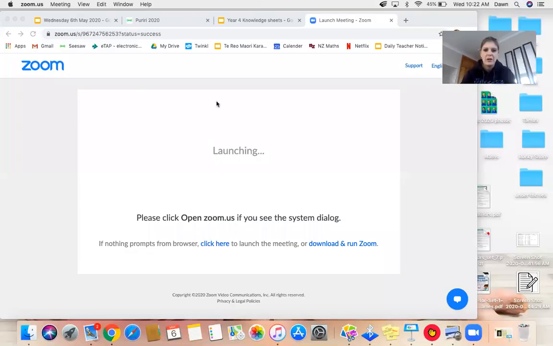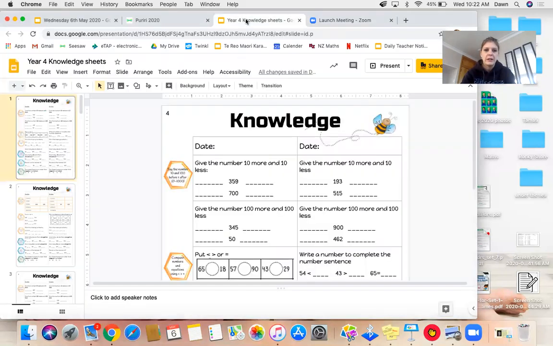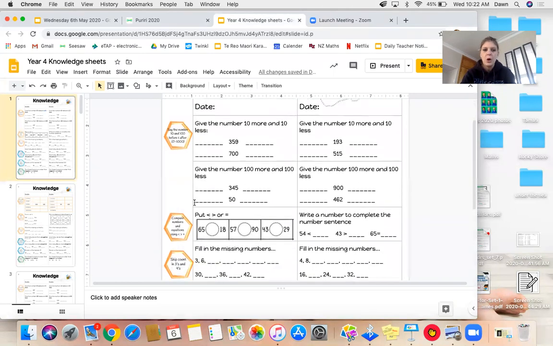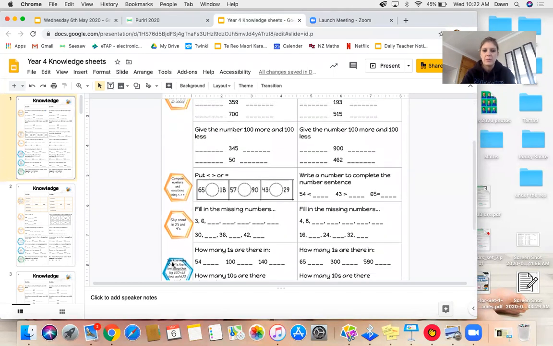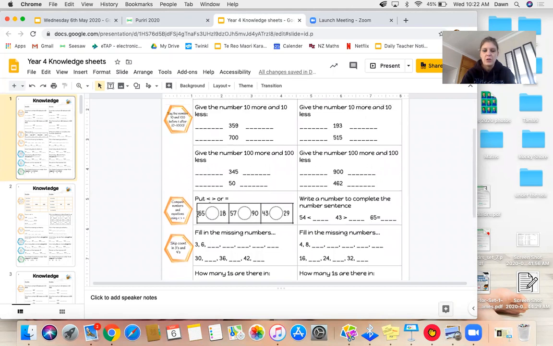Hi guys, I just want to show you your year 4 knowledge sheet. It's a little bit different than your year 3 knowledge sheet. For now, I just want you to focus on the top part for me. You can do all the orange beehives. Don't worry about the blue ones. Just do the orange beehives.